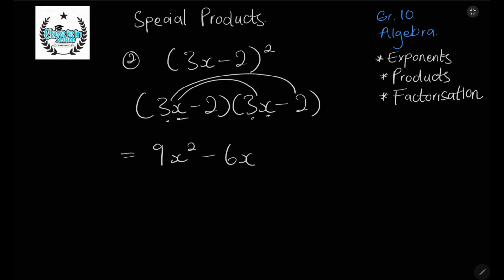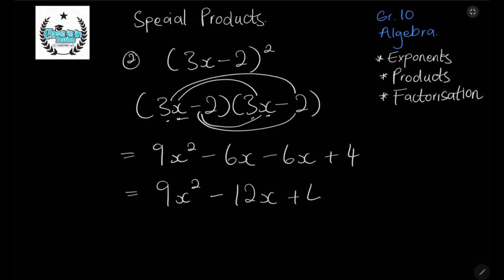And we also account for our x. Then negative 2 times 3x, negative 2 times 3 gives us negative 6. Let's account for our x. The negative 2 times negative 2. Remember to put your negatives in a bracket. You should have a positive 4. Let's look for our like terms. We have 9x squared. We have negative 6x minus 6x. This should give us a negative 12x plus 4.